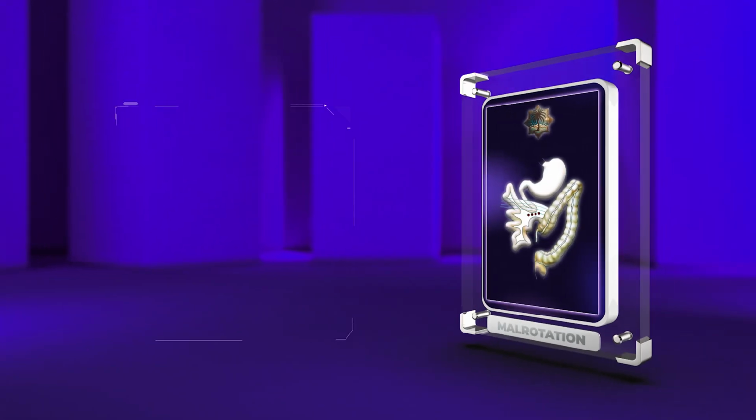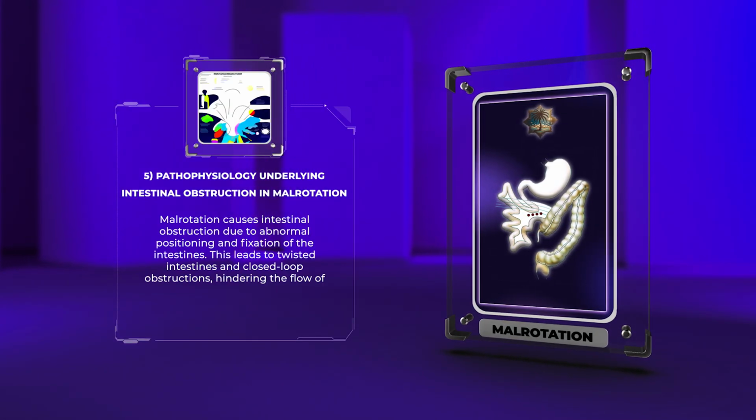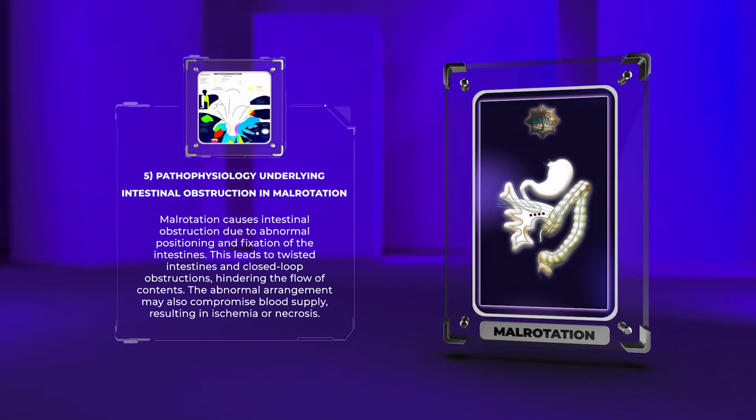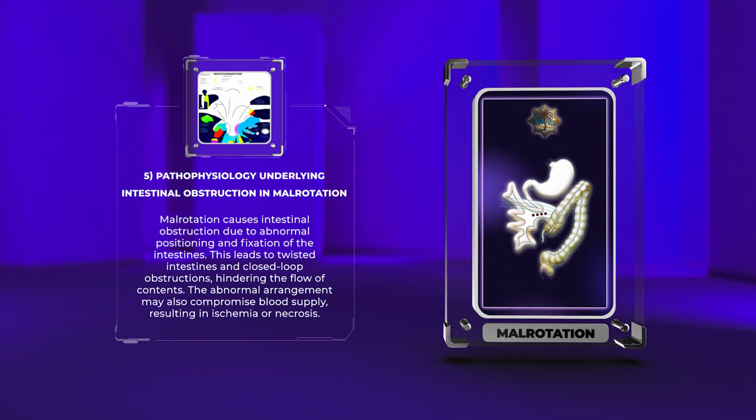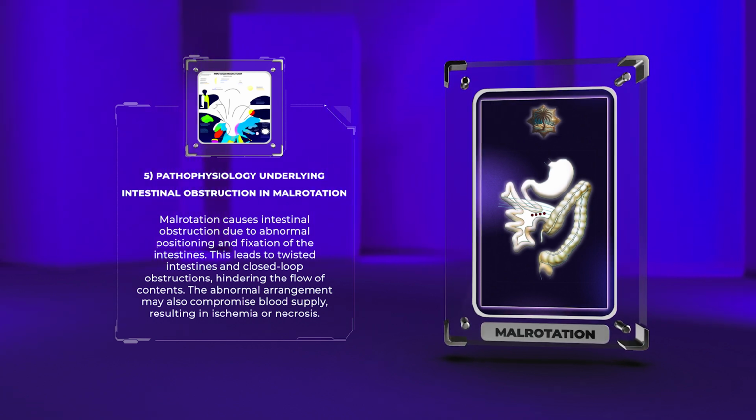Malrotation causes intestinal obstruction due to abnormal positioning and fixation of the intestines. This leads to twisted intestines and closed-loop obstructions, hindering the flow of contents. The abnormal arrangement may also compromise blood supply, resulting in ischemia or necrosis.